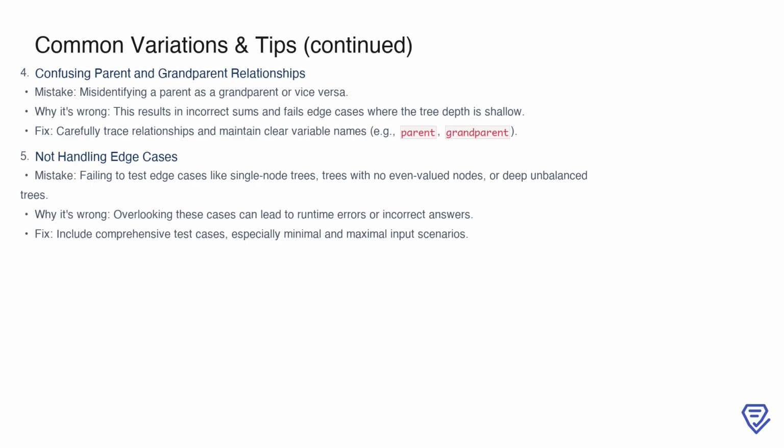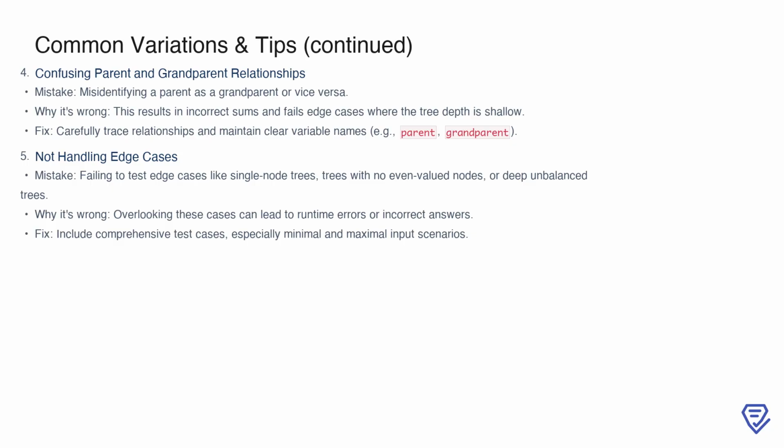Additionally, it's important to handle edge cases properly. Examples include trees with only a single node, trees that lack even-valued nodes entirely, or deep unbalanced trees. Failing to account for these scenarios can lead to runtime errors or incorrect answers. To address this, always include comprehensive test cases that cover both minimal and maximal input configurations, ensuring your solution is robust across all scenarios.